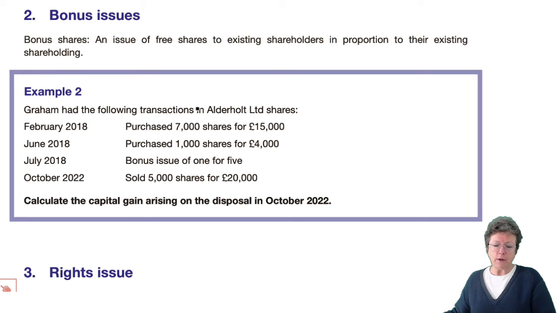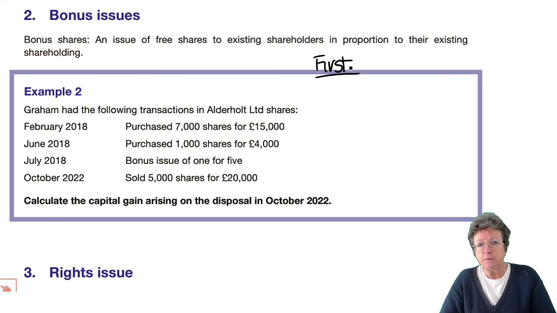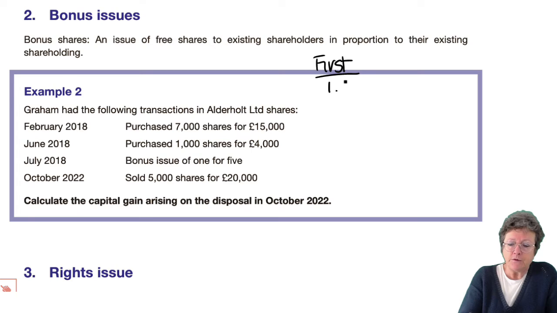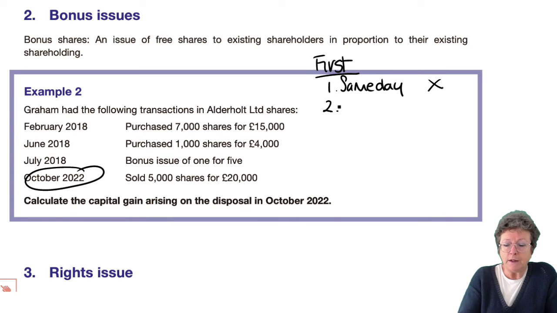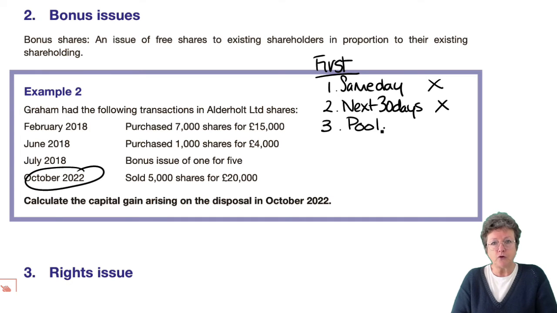So we have got to work out the capital gain arising on the disposal of those shares in October 2022. Okay, first things we have to do, always, even if it's not applicable, do the matching. Same day, were there any shares bought in October 22? The answer is no. Were there any bought in the next 30 days? The answer is no. Therefore, all the shares will come out of the pool. And that's what we need to construct first.